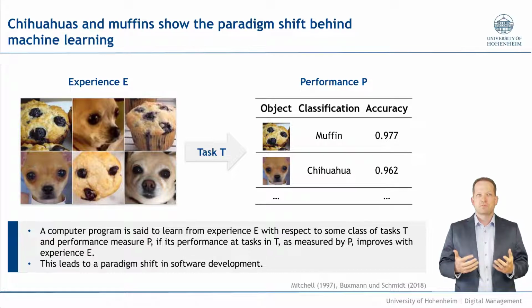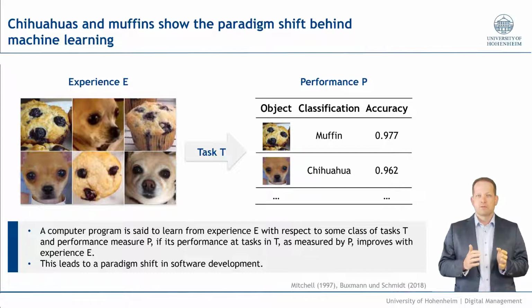And this is now experience E. If you tell it, now here are 6 images. The upper left one is a muffin, then there's a Chihuahua, a muffin again, a Chihuahua, a muffin, a Chihuahua. So we have labeled training data. And the task is to distinguish, to classify between muffins and Chihuahuas.